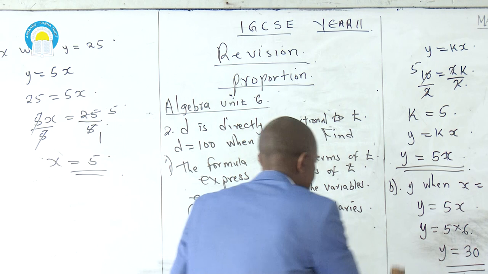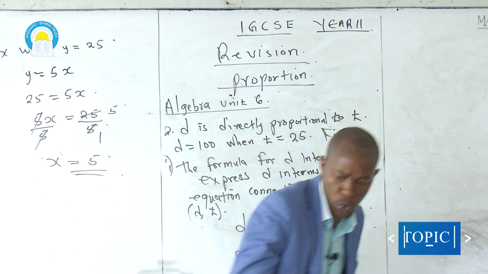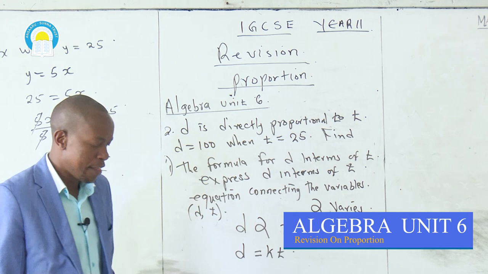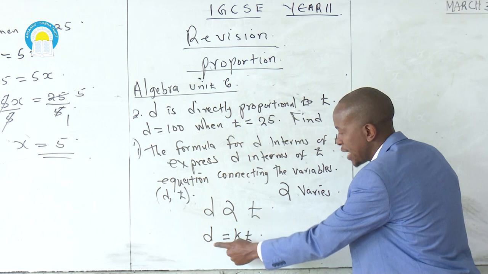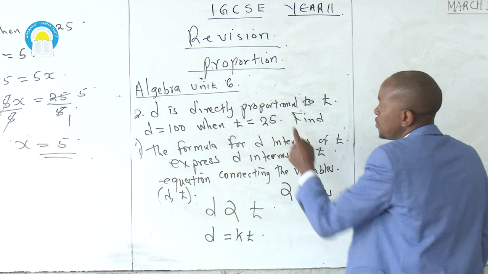Now, having introduced the constant of proportionality, you are in a position to find the value of that constant of proportionality. What do I mean that you are in a position to find it? Because the values of D and T are already provided up there in the question. They are actually given. So we say D is equals to 100 and T is given to be 25.